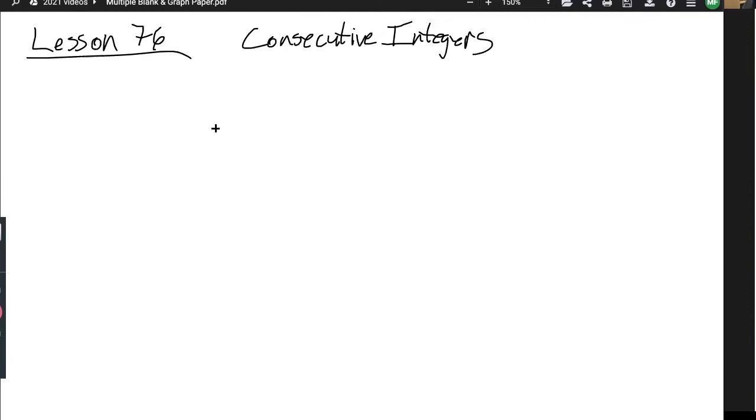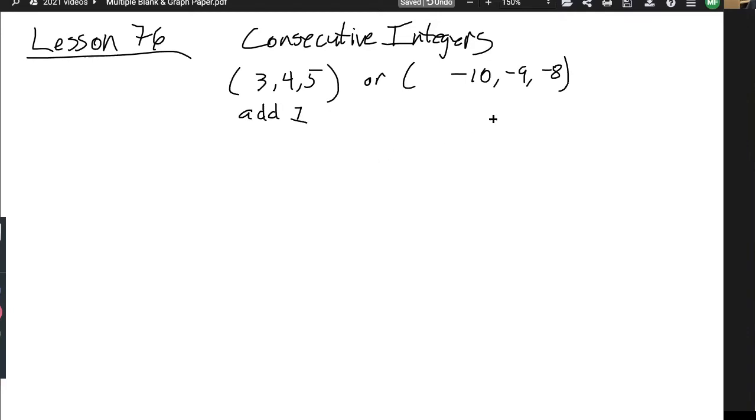So consecutive means like numbers right after each other, like 3, 4, 5, right? Or like negative 10, negative 9, negative 8. They just don't skip. So it's not like 3, 5, 7. But consecutive integers means the next integer. So the next integer after 3 is 4. The next integer after 4 is 5. So basically you add 1 every time, right? When you have consecutive integers, you're just adding 1 to get to the next one, okay?